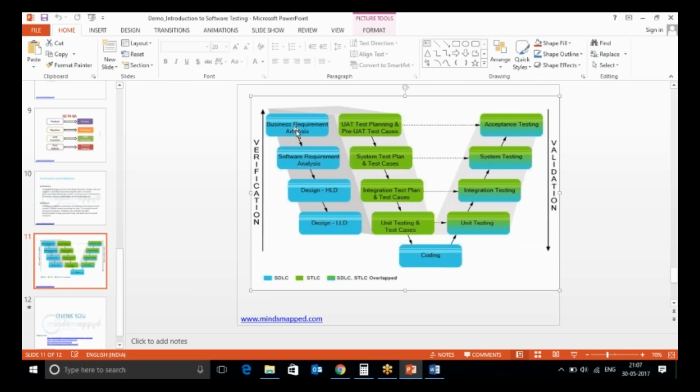So you see business requirement analysis and software requirement analysis. These two things are covered in the initiation phase. Then comes in your planning phase, out of which you get the design, as in the high level design and the low level design.